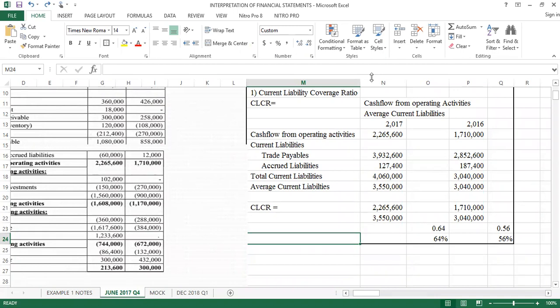So how did we get average current liabilities? Don't we have to divide by 2? No, we don't need to divide by 2. We are assuming the business did not have any figure in 2015, so you cannot divide by 2. That will reduce the value and it will be misleading. How did I get the average? There was no 2015. So if there is no 2015, you just use current liabilities.